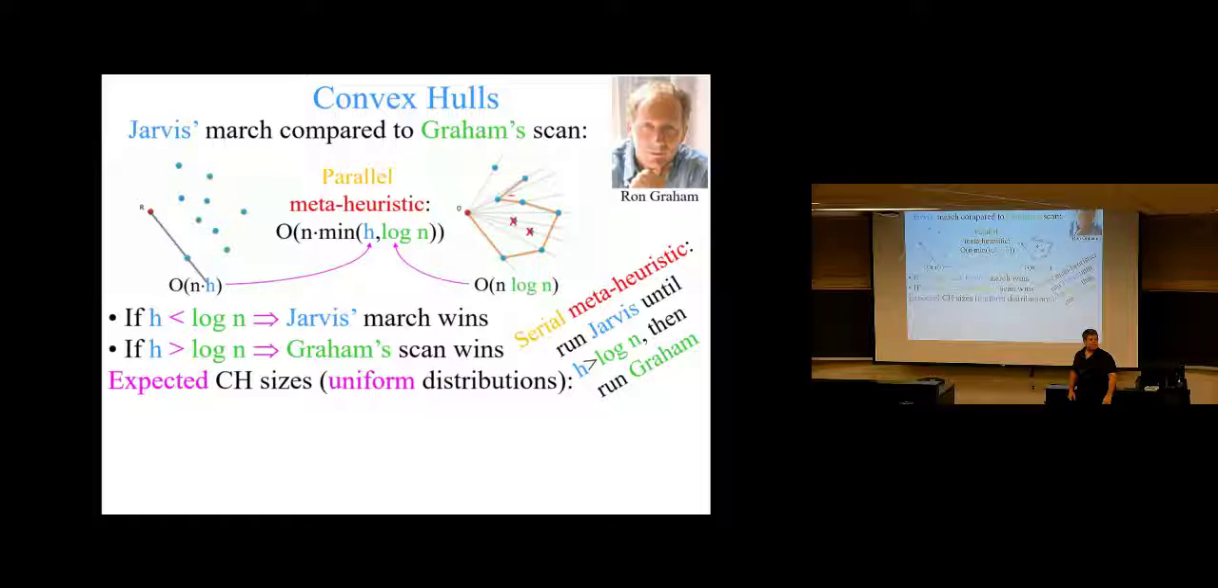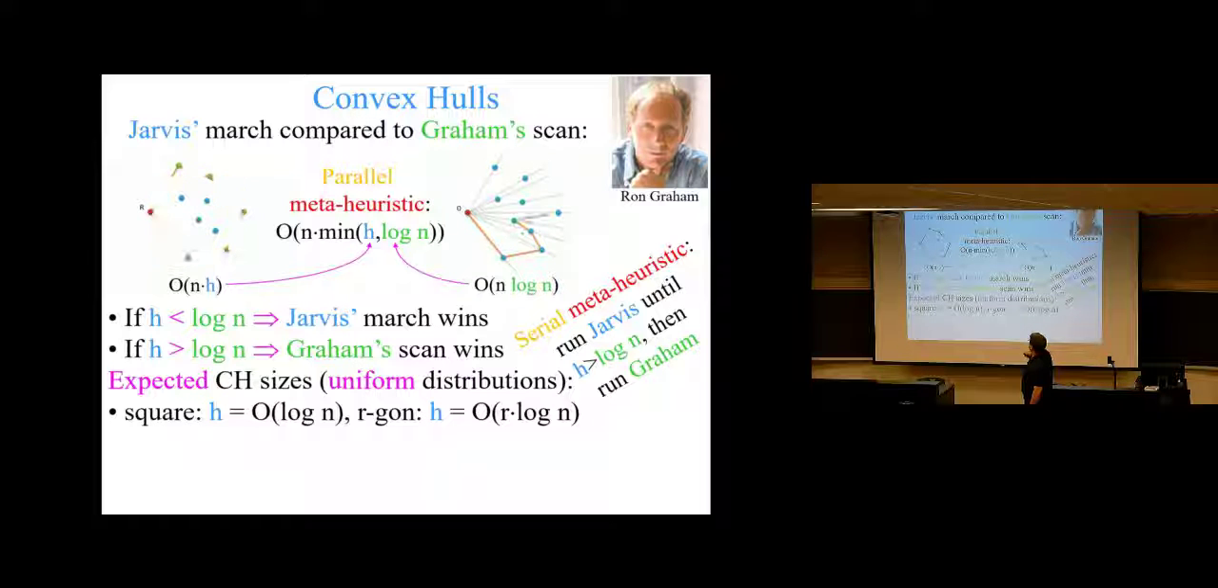Now, you might ask, on average, what's the size of the convex hull? Because the runtime depends on the size of the convex hull. So you say, well, what is it on average? Well, that depends on the distribution. If you have random points inside a square, x and y selected independently and uniformly between 0 and 1, in a 1 by 1 square, the size of the convex hull will roughly be logarithmic in the number of points.